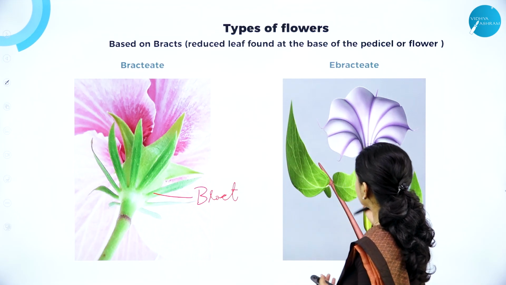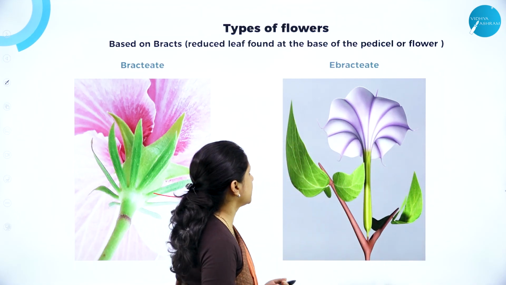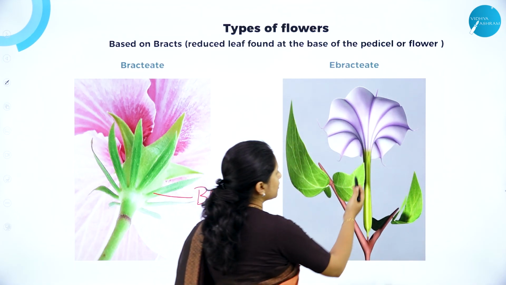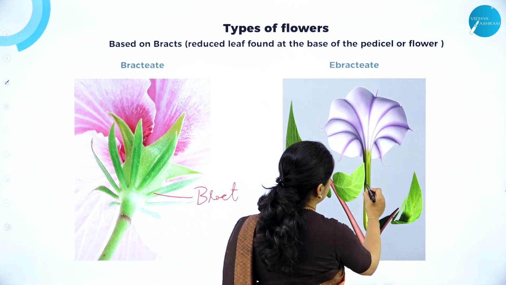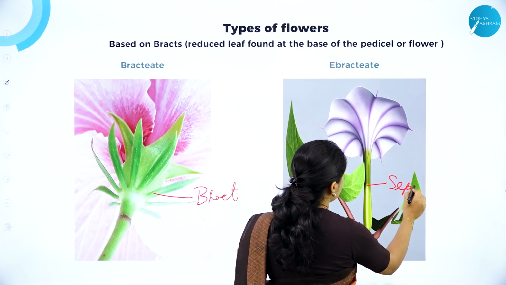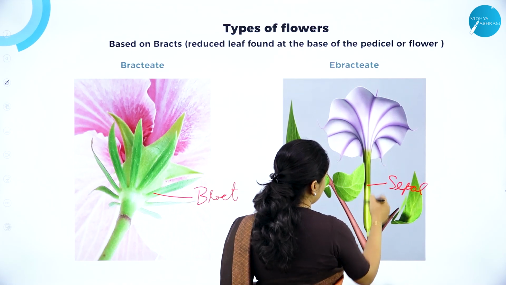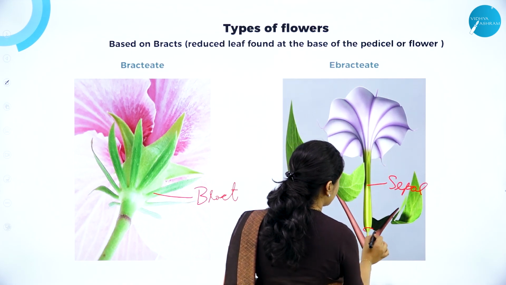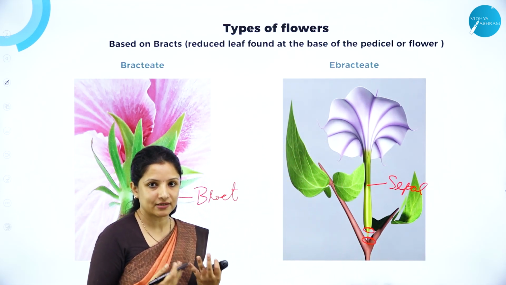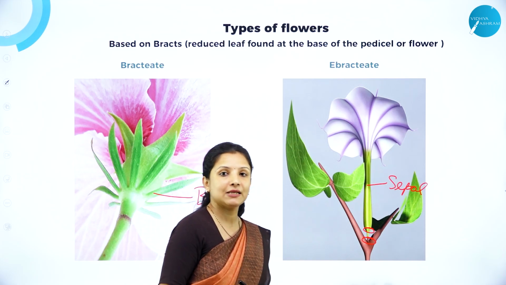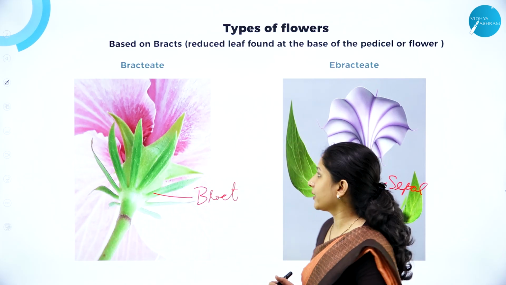And in the case of datura, here I have taken the example of datura, it is ebracteate because nowhere can you see a reduced leaf-like structure. They have a sepal, but nowhere below the sepal, or below the pedicel, can you find the bracts or the bracteole. So therefore it is ebracteate. The flowers are called ebracteate.